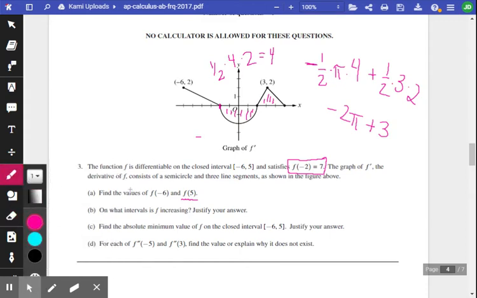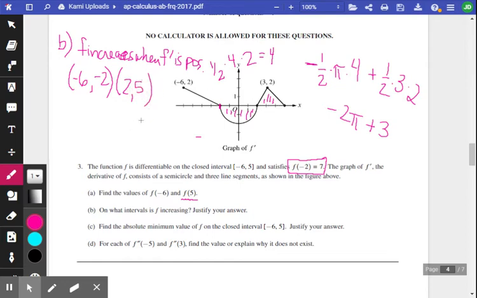Okay, on what values is f increasing? We probably have done this one before when we were studying this stuff. So let's go back to what we know. f increases when f prime is positive. So where is f prime positive? f prime is positive from negative 6 to negative 2, and from 2 to 1, 2, 3, 4, 2 to 5.